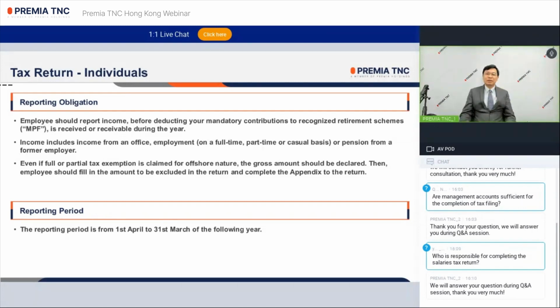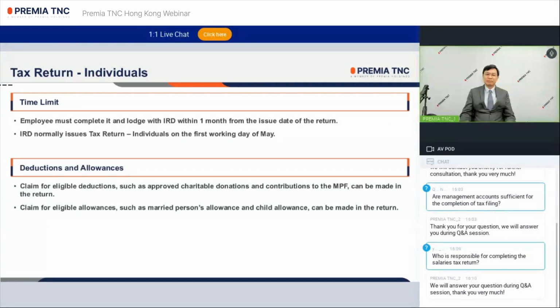Same as employer's return, the reporting period is from 1st April to 31st March of the following year. Employees must complete the return and lodge with IRD within 1 month from the issue date of the return. IRD normally issues individual tax return on the first working day of May. Employees can claim for eligible deductions such as approved charitable donations and contributions to MPF, and eligible allowance such as married person allowance and child allowance in the return.